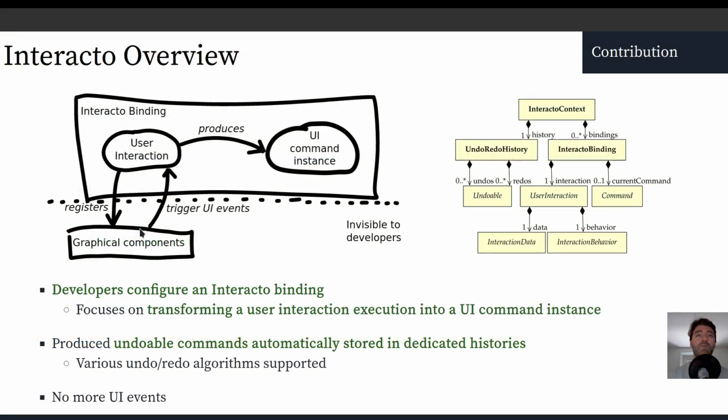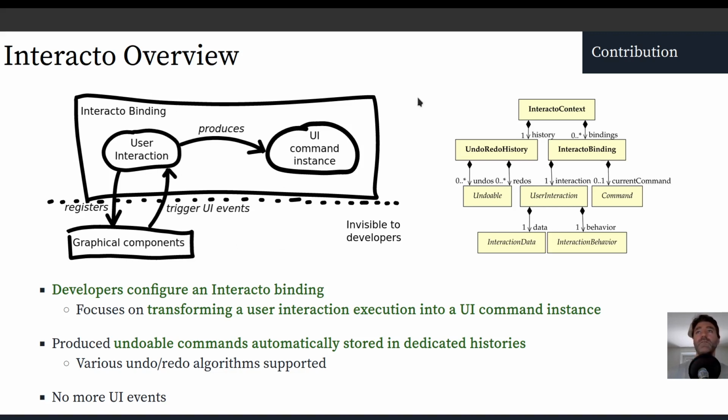So here, no more user interface events, only user interaction and command. This is globally how Interacto works. Developers think about user interaction and how the execution of such user interaction can produce instances of commands, possibly undoable. This is what we call an Interactor binding, which has, by the way, nothing to do with data binding. So developers do not handle user interface events anymore, but high-level user interactions.